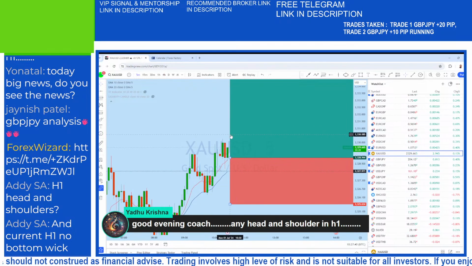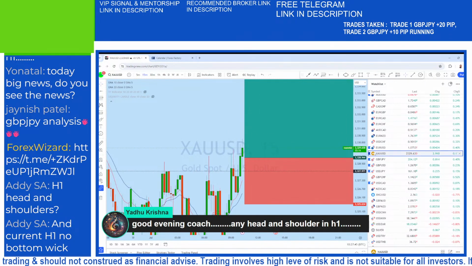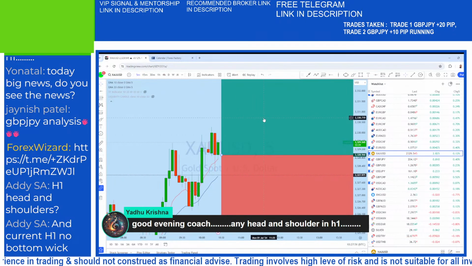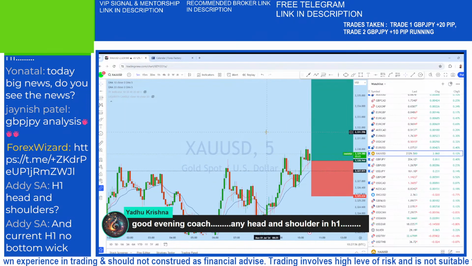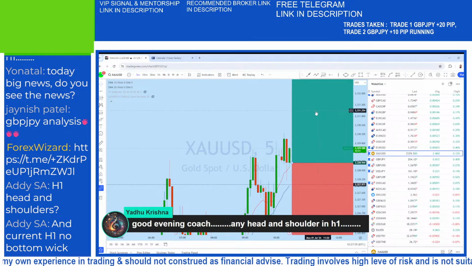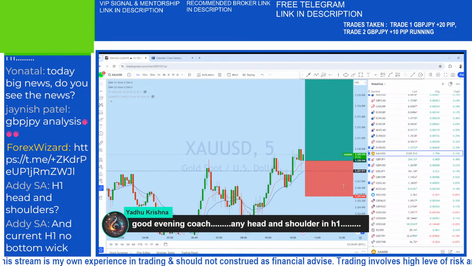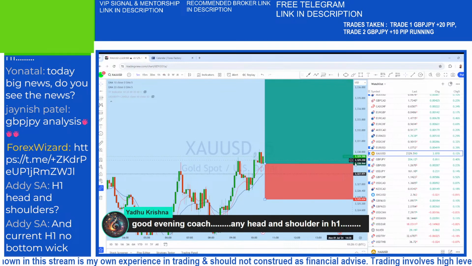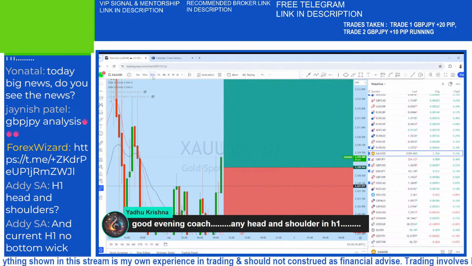Okay, so far bullish, and waiting for the price to go ahead and create a new higher high. We'll see where the market is heading. So far for me, there is still potential for upside.